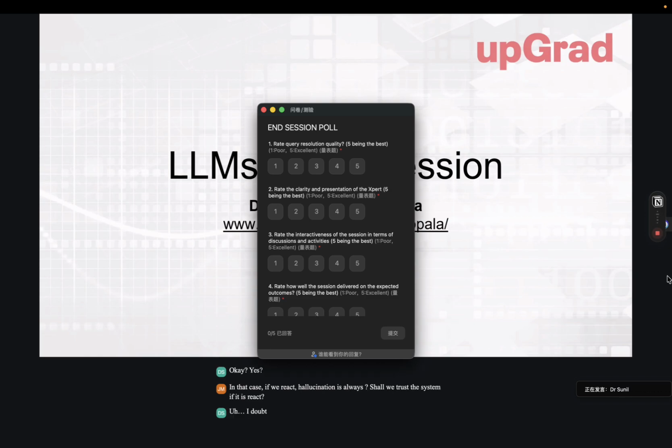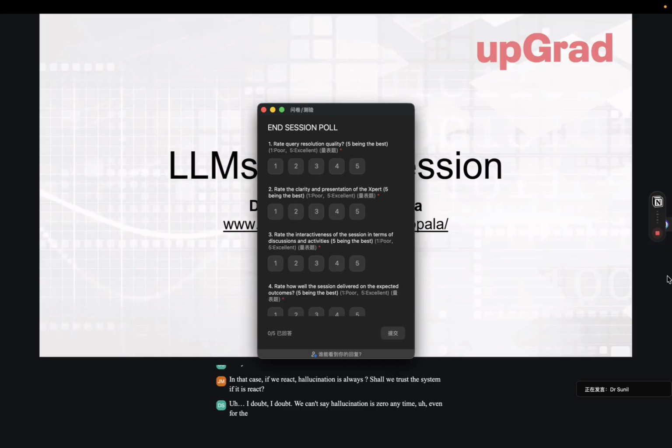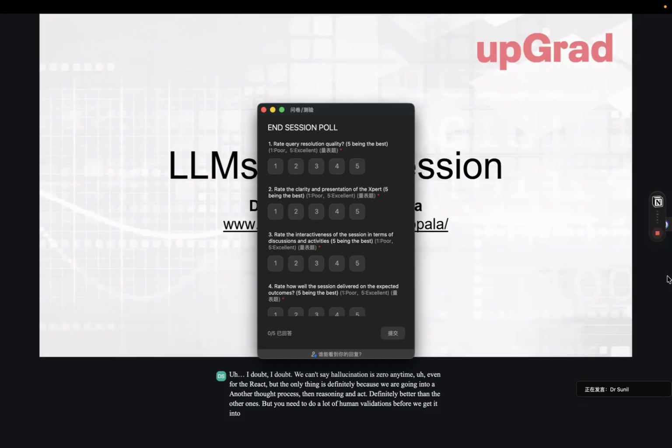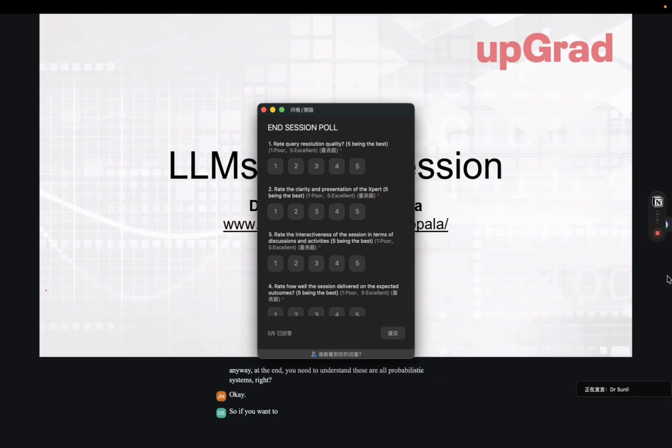I doubt. We can't say hallucination is zero any time, even for ReAct. But definitely, because we are going into a thought process, then reasoning and act, it is better than the other ones. But you need to do a lot of human validation before we get to the level of zero hallucination. Because at the end you need to understand these are all probabilistic systems, right? If you want to control some of the other parameters beyond this design pattern, there are a lot of things that come into play.